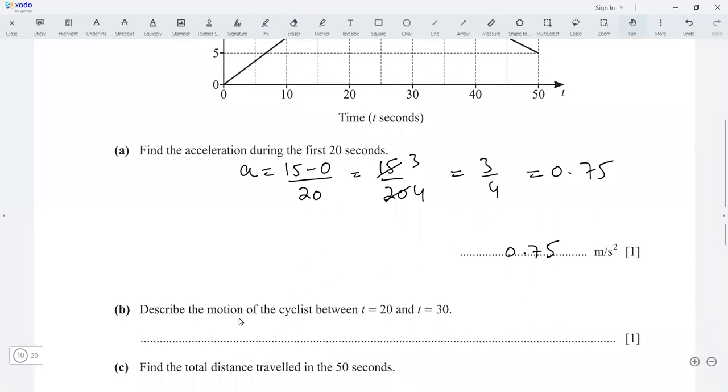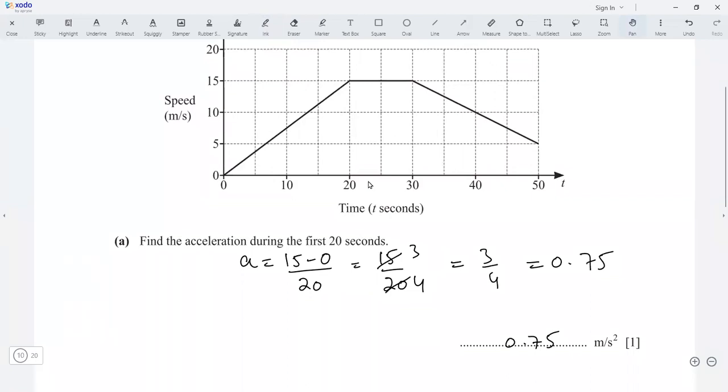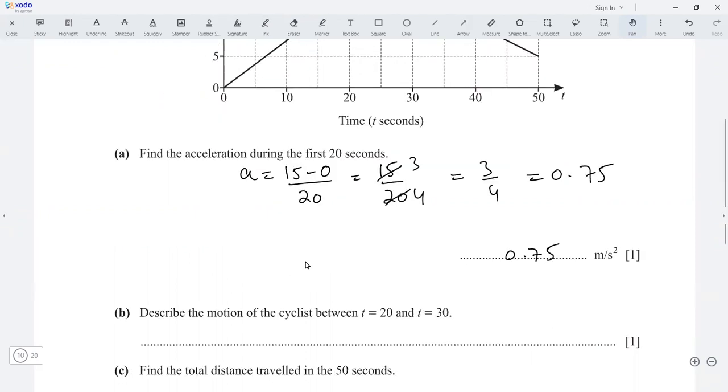Next, describe the motion of the cyclist between 20 and 30. What's the motion from 20 till 30? It is uniform speed. It is moving with a constant speed. So I can write down that the speed is constant, moving with a constant speed.